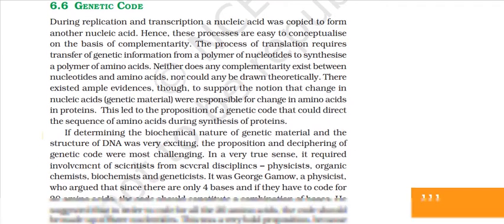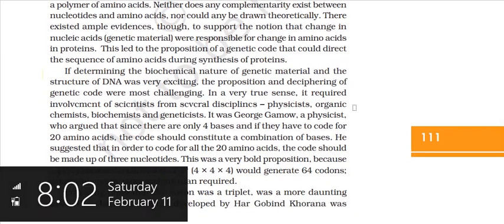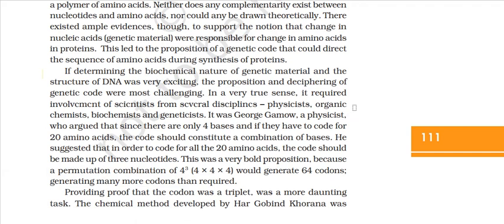If determining the biochemical nature of genetic material and the structure of DNA was very exciting, the proposition and deciphering of genetic code was most challenging. In a very true sense, it required involvement of scientists from several disciplines: physicists, organic chemists, biochemists, geneticists. It was George Gamow, a physicist, who argued that since there are only 4 bases and if they have to code for 20 amino acids, 4 bases है और हमारे पास 20 amino acid है. bases यानी 4 हमारे पास nitrogen bases होते हैं ना, that's what differs in a nucleotide, right? बाकी तो सारा phosphate और sugar is same, fine. So 4 bases है, purines 2 है, pyrimidines है.